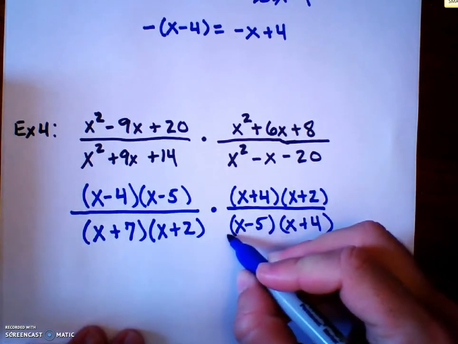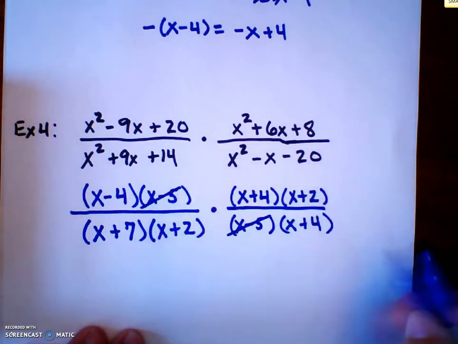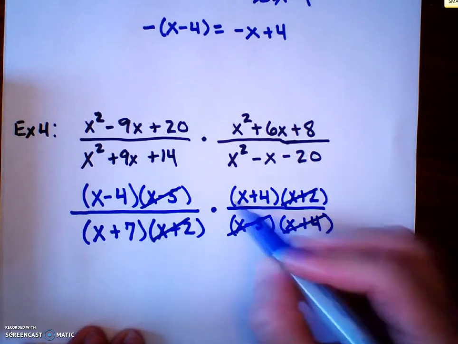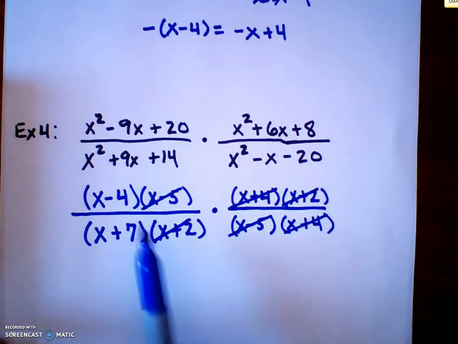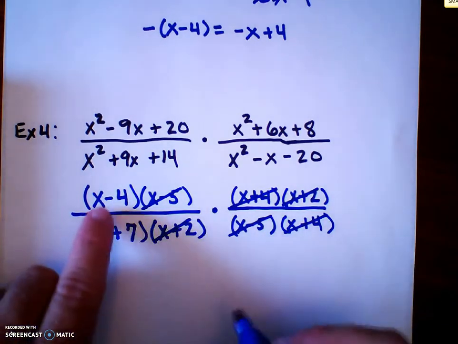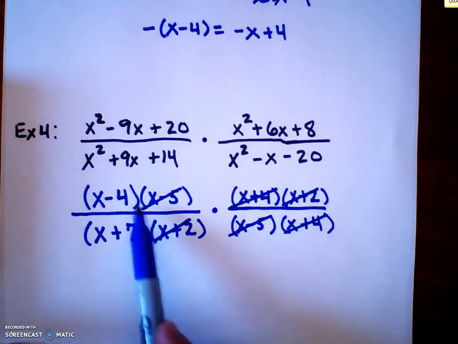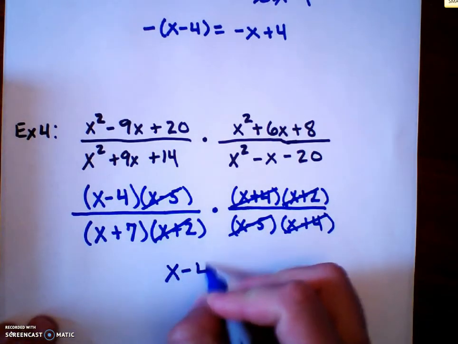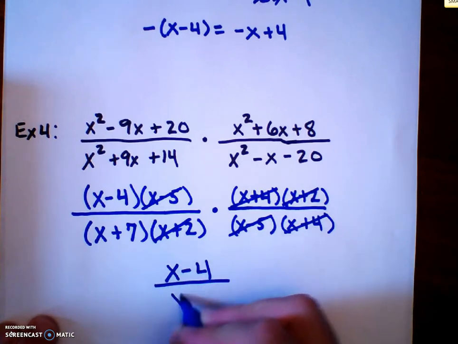So x minus 5s cancel, x plus 2s cancel, and x plus 4s cancel. This time you have things left over in the top and the bottom, so your answer will include both of those. You can put the parentheses, but since there's not more than one set of binomials, you don't need them. So my answer is x minus 4 over x plus 7.